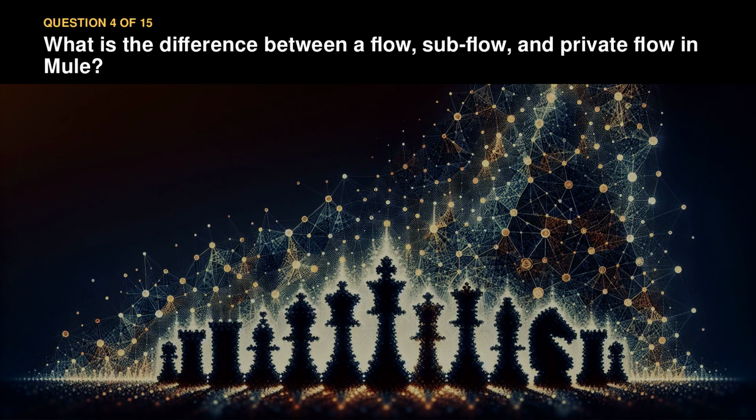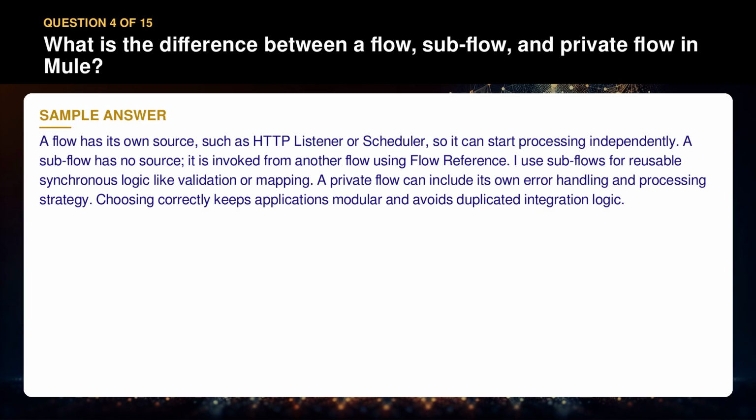Question 4. What is the difference between a flow, subflow, and private flow in Mule? A flow has its own source, such as HTTP listener or scheduler, so it can start processing independently. A subflow has no source. It is invoked from another flow using flow reference. I use subflows for reusable synchronous logic, like validation or mapping.